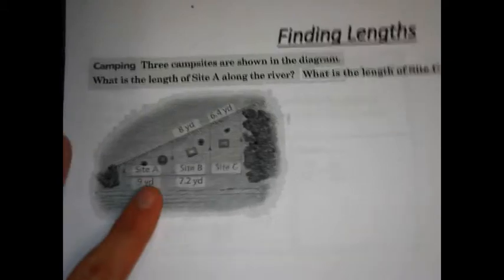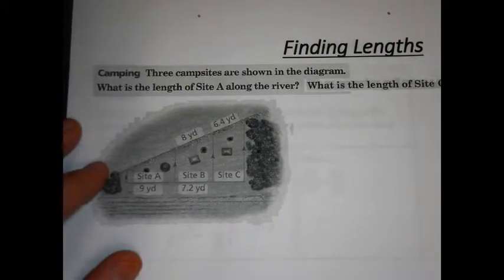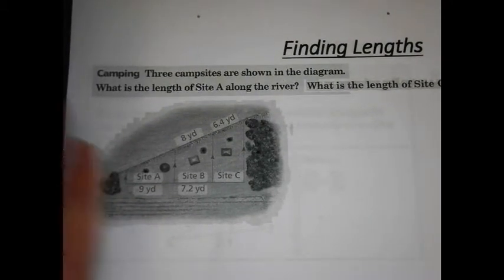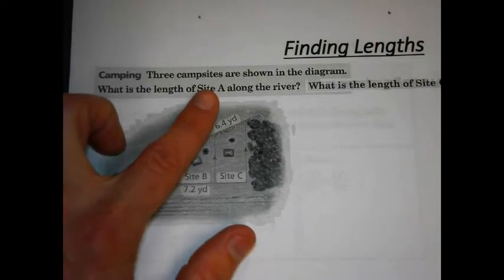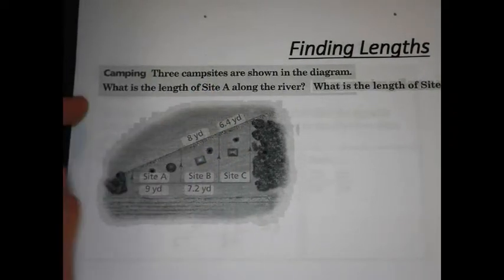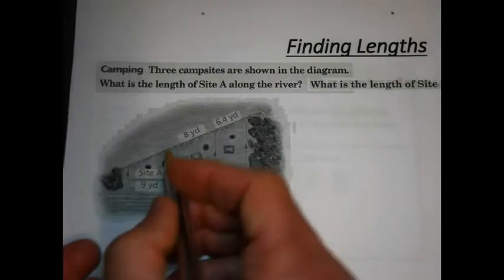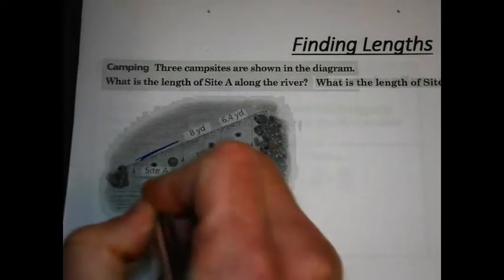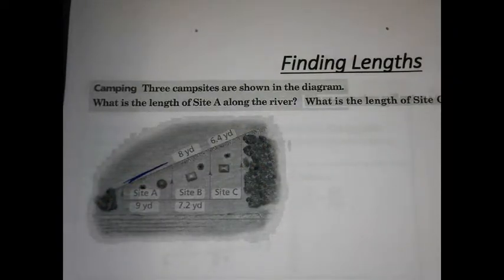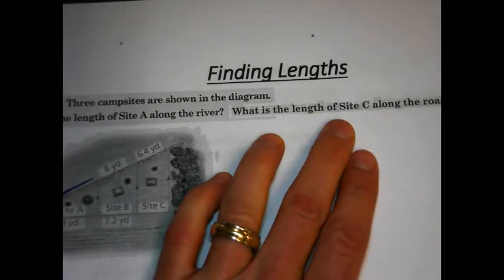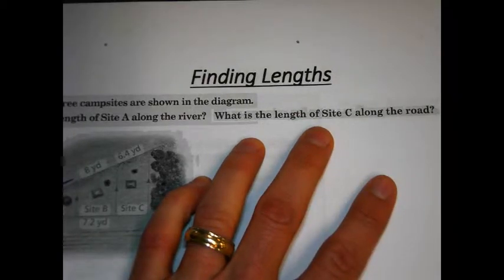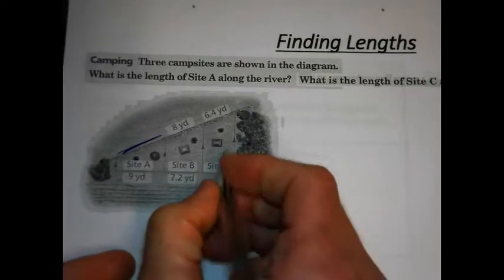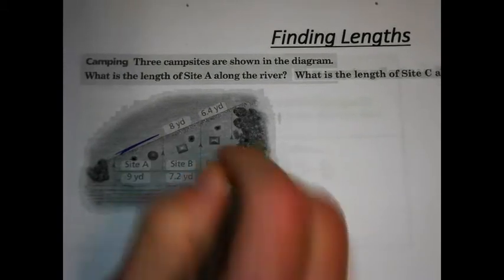So take a look at this problem. We're going camping, because this is so important when you camp. Three campsites are shown in the diagram. What is the length of site A along the river? Here's site A, and the question is, what is this length here? And also, what is the length of site C along the road? Here's site C, here's our road, so we'll discover that as well.